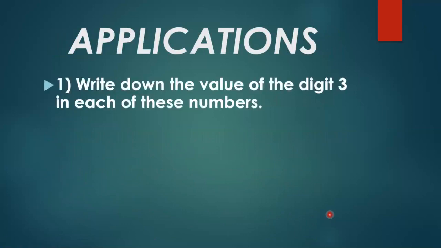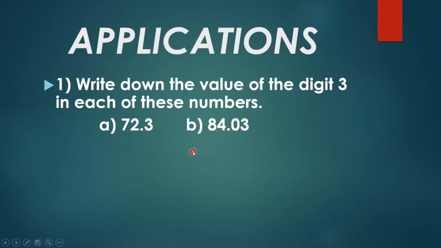Write down the value of the digit 3 in each of these numbers. So let's see the numbers first. Here you have two numbers. A part is 72.3 and the B part is 84.03. You have to write down the value of the digit 3 in each of these numbers. So just analyze the numbers first. In A part, you have the number 72.3. In B part, it is 84.03.